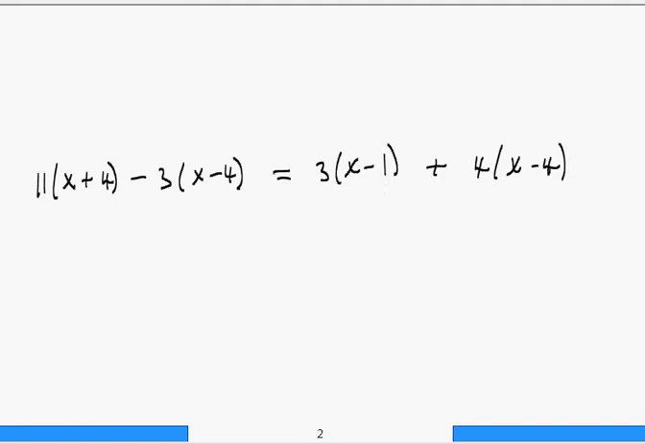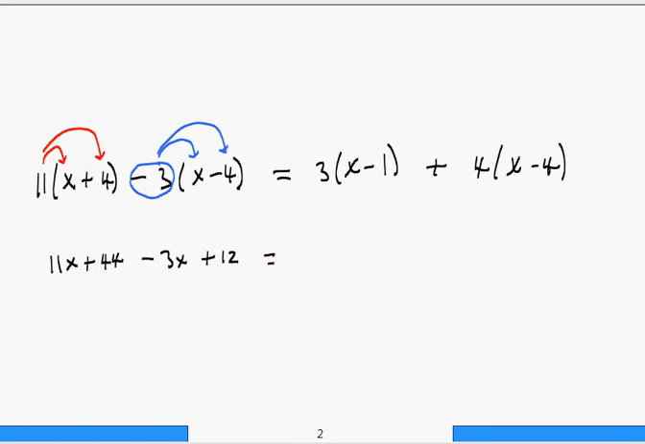We've got to first get rid of the parentheses. Here I've got a positive 11 in front of the parentheses. I'm going to distribute that through to get 11x plus 44. Now this time I've got a negative 3 in front. That sign has to go through the parentheses with the 3. So when I do this distributive property, what I'm really doing is negative 3 times x, which is negative 3x, and a negative 3 times a negative 4. Well, a negative times a negative is a positive 12.